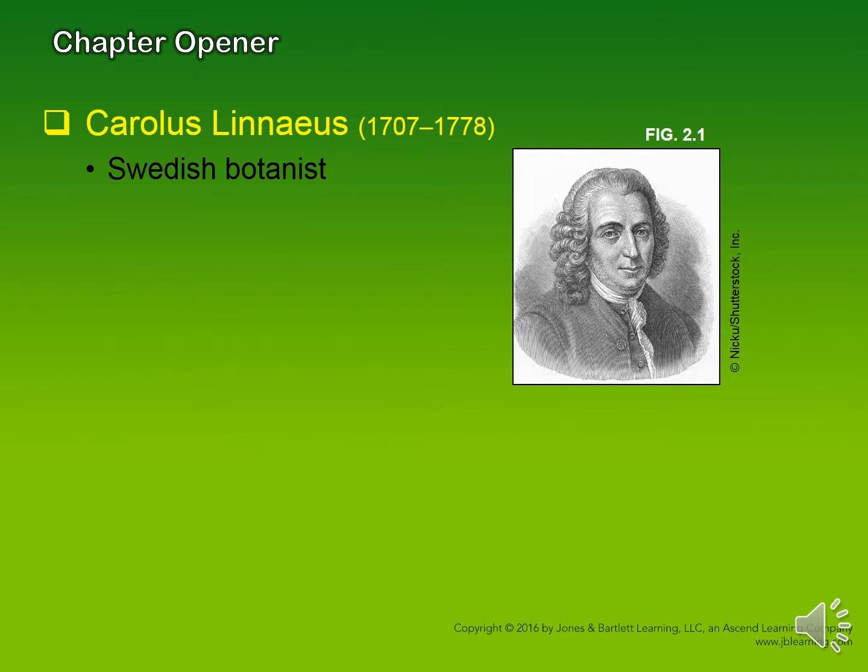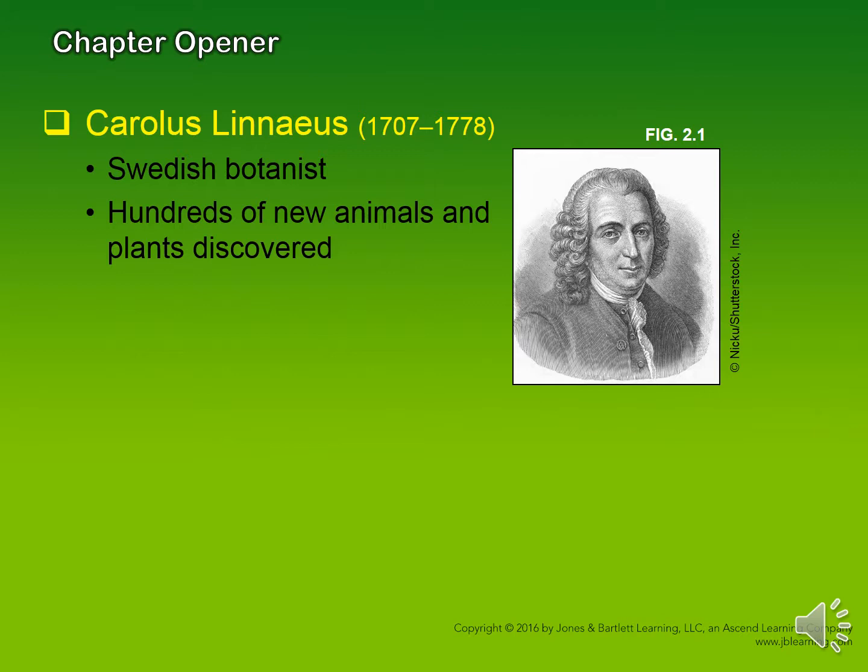One of the first people who classified organisms was Carl Linnaeus, and he was a botanist. And he is responsible for discovering hundreds of new animal and plant species. And he came up with a naming system, the binomial nomenclature system. Okay, so binomial means two names.